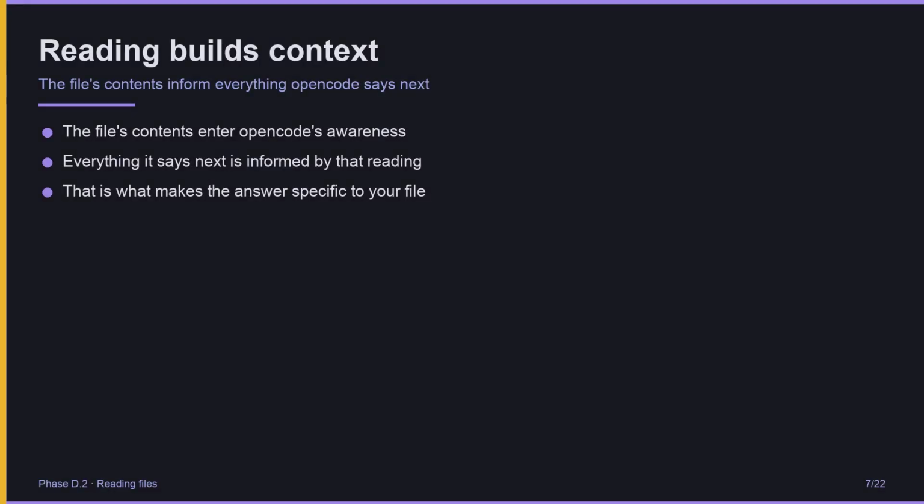Here is something worth understanding. When OpenCode reads a file, the contents of that file enter its awareness. They become part of the context for everything it says next. So when it answers you, it is not speaking in generalities. It is speaking about your file, specifically, because it just read it. That is what makes the answer feel relevant and grounded rather than generic and disconnected.